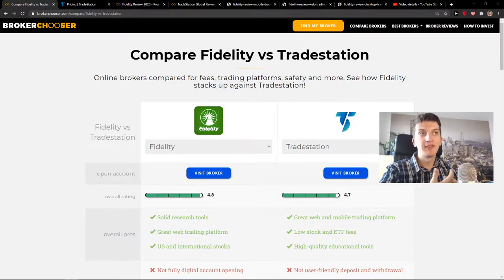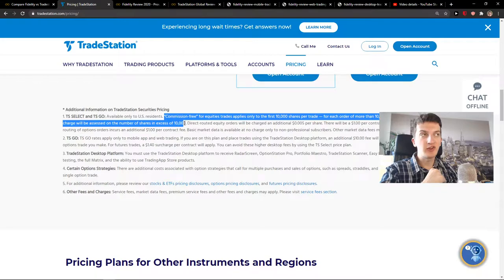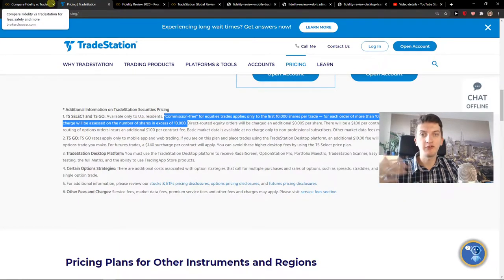So let's start. The first thing, both of these platforms offer free ETF and stock trading, but if you look on the TradeStation site, you would see this. Commission free for equities trades applies only to the first 10,000 shares per trade. For each order of more than 10,000 shares, a fee per share charge will be assessed on the number of shares in excess of 10,000. So if you would like to buy penny stocks in the future, you need to be careful about it because you're going to pay a fee if it's in excess of 10,000.